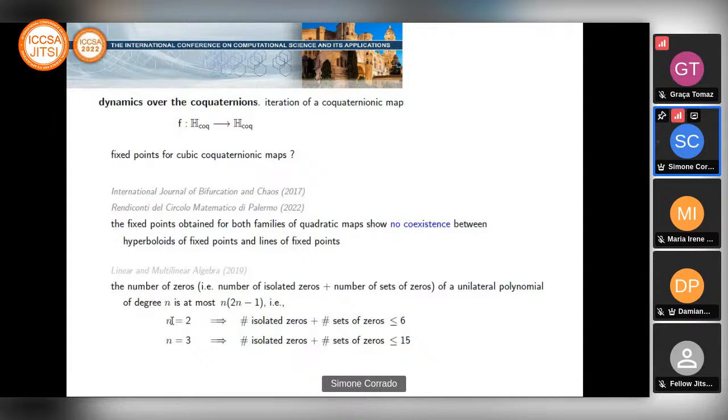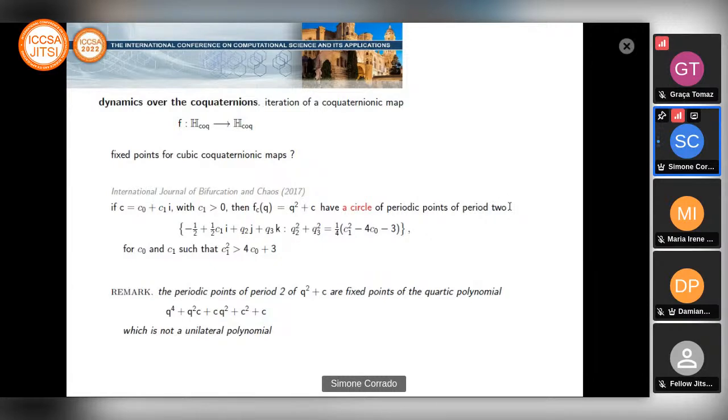So just to see if this non-coexistence fails for polynomials of degree greater than 2 is something that motivates us to study cubic quaternionic maps. Just one more slide, and the idea is the following. For those two families of quadratic maps, we found that there are lines of fixed points, and that there are hyperboloids of fixed points.